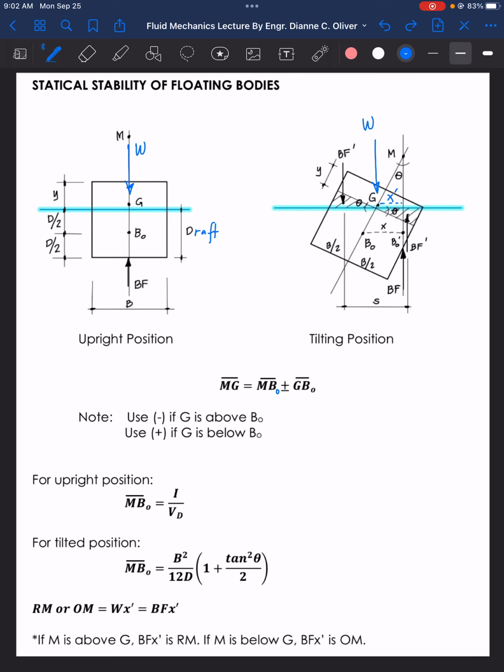Now it says here that if M is above G, what will happen? The body is stable. But if M is below G, the body is said to be unstable. So if this M goes in between G and B sub O, if M is located there, the body becomes unstable. Now how about if M coincides with G? If M coincides with G, it is said that the body is just stable.